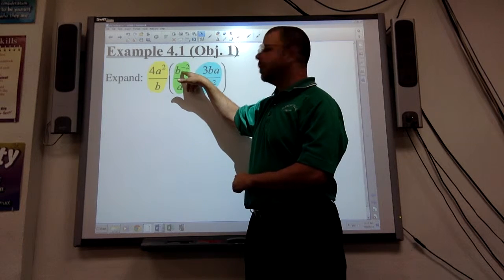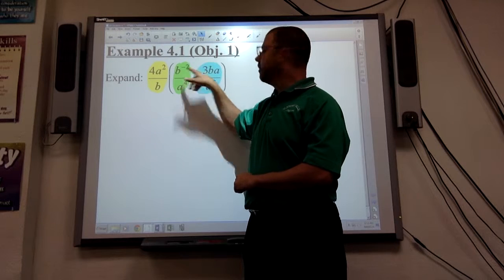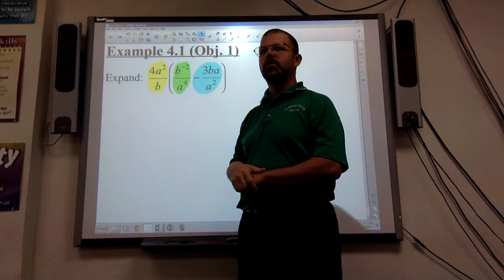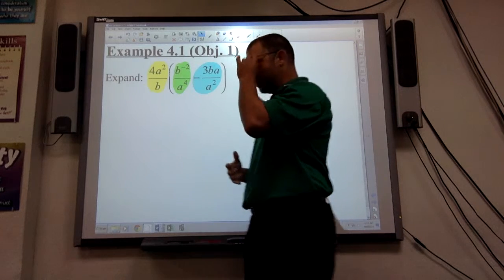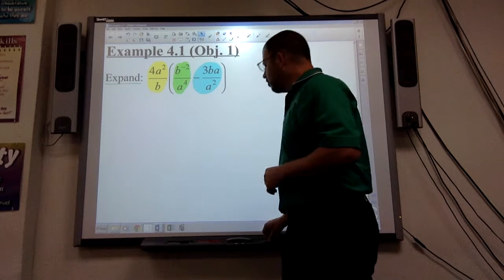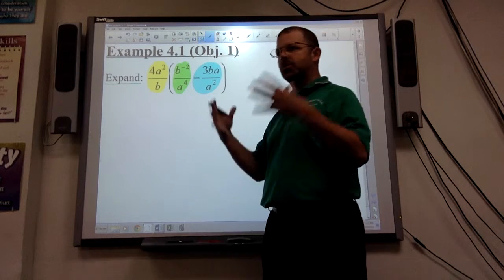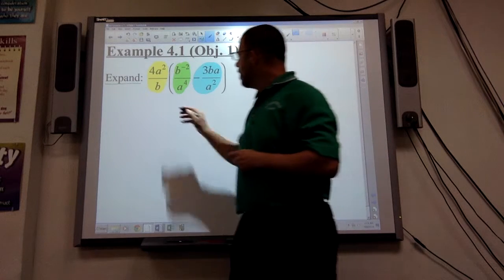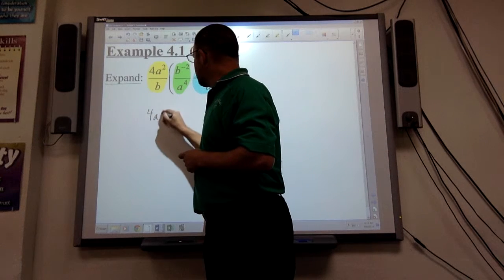Looking at the green, b is to a negative power. That's not as simple as it can be. Looking at the blue, there's two a's. That's not as simple as it can be. So before you actually apply the distributive property, when the directions are to expand, your first priority is to simplify each object individually. Keep the structure of the problem: object, and the parentheses, object minus object. But each object has to be as simple as possible.